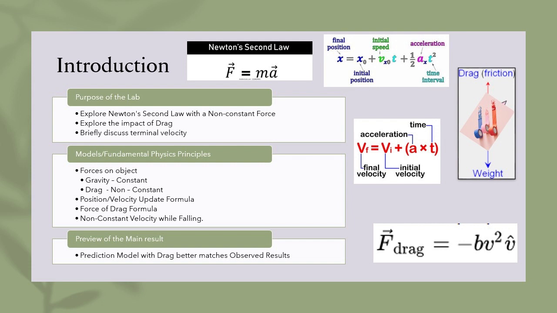Firstly, we will be looking at two forces: gravity, which is constant, and drag, which is a non-constant force depending on the velocity of the object. Then we will also be using the models of the position and velocity update formulas as well as the force of drag formula. Finally, we'll be using the principle of non-constant velocity as the object changes velocity while falling. The final result of this lab shows that a prediction model with drag is best able to predict the observed results.